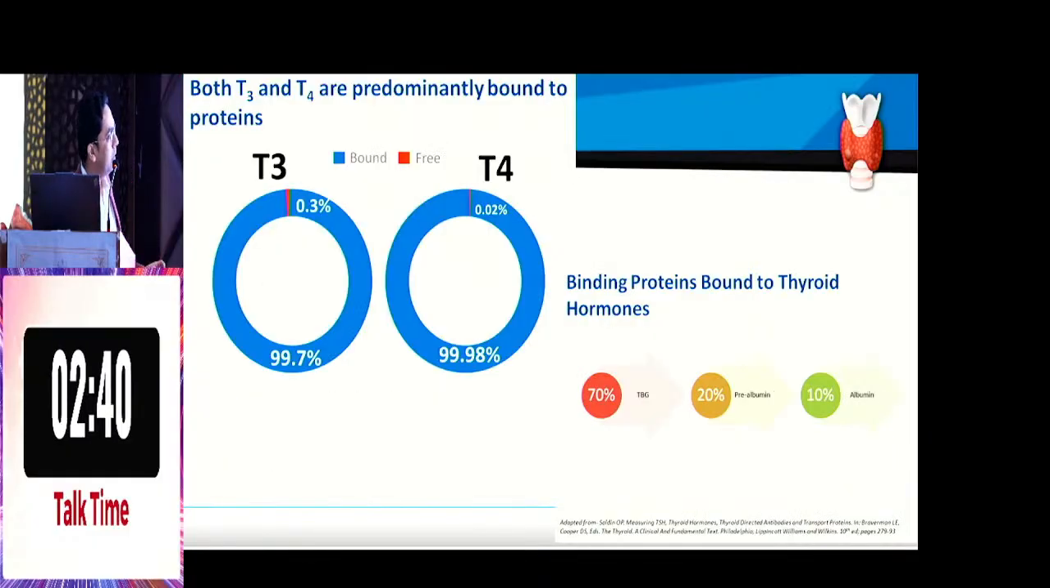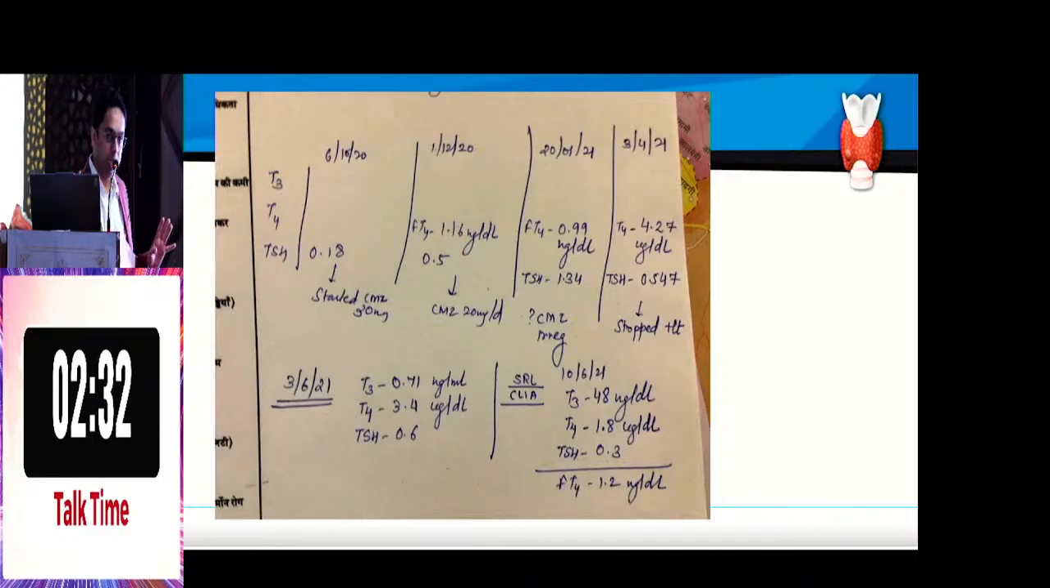Basically only 0.3% of the T3 is free and only 0.02% of T4 is free. 70% is bound to TBG, thyroxine binding globulin. So this patient was seen later by me. He was already started on carbimazole because somebody thought it is hyperthyroid. Patient by himself stopped because nothing was happening. When he came to us, this was the report, and when we got the FT4 level, it was okay.